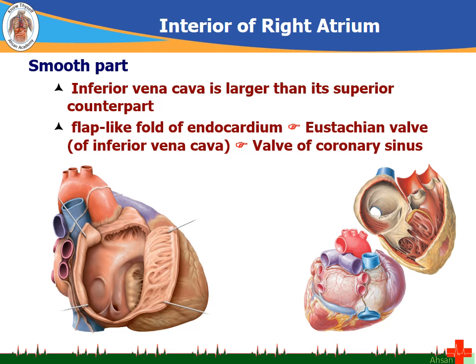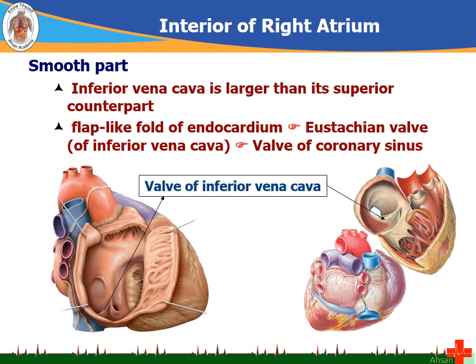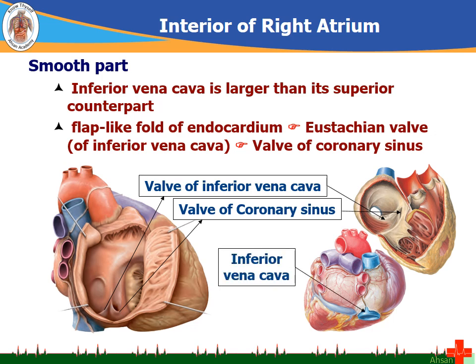and the flap-like fold of the endocardium, meaning the inner layer of the heart, forms the Eustachian valve or valve of the coronary sinus. You can see in the figure, this is the valve of the inferior vena cava, and this is known as the valve of the coronary sinus. These are actually folds of the endocardium. This is not a complete valve. This is the inferior vena cava, and this one is the coronary sinus shown in the figure.